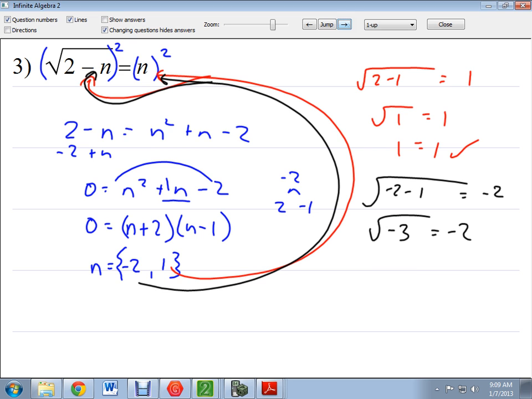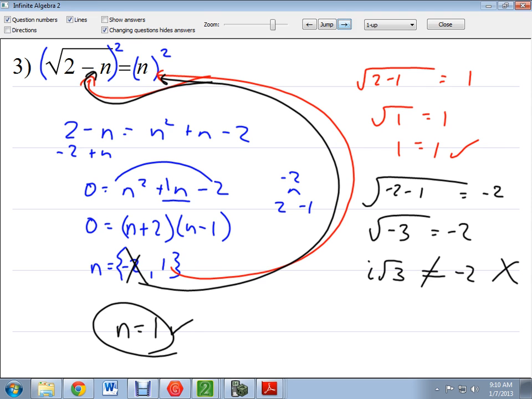Well, I think you can see here that the square root of negative 3 is i root 3, which is not equal to a negative 2. So this does not work. Therefore, negative 2 is extraneous, and n equals 1 is my solution.